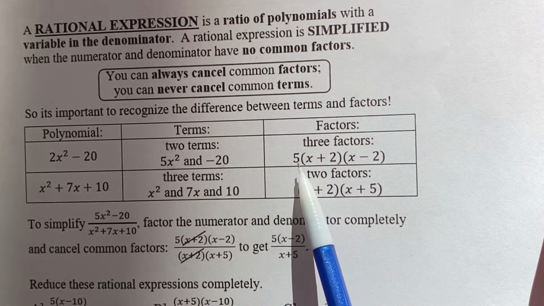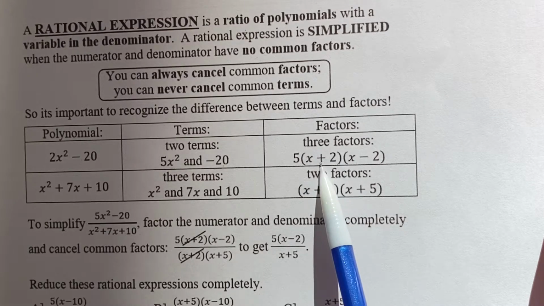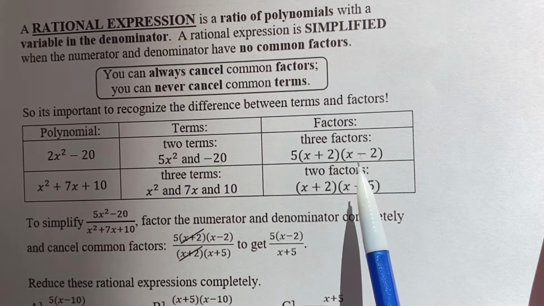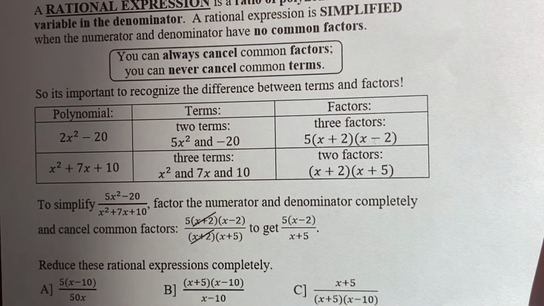Factors are different because they're broken up by multiplication. Notice these factors are in the grouping symbols here. They have addition or they can have subtraction in between them. Okay, so we're going to start with our factoring.